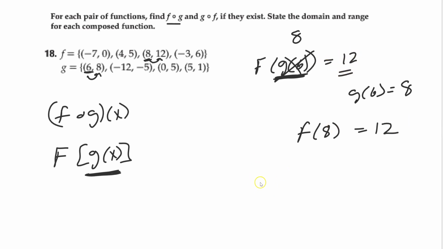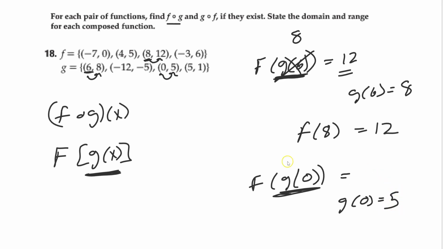Let's do another one. Let's do f of g of 0. Alright, so again, we start with the middle one. What is g of 0? G of 0 gives you 5. So that means this part's gone. That's just a 5 now. So all I'm asking is f of 5. F doesn't have a 5. So if they exist, this one does not exist. So you can't do f of g of 0. It does not exist.